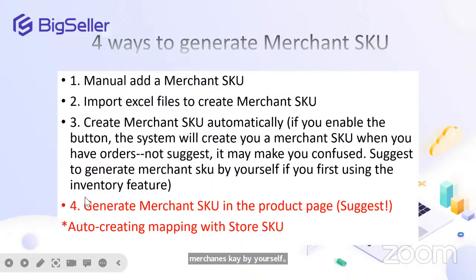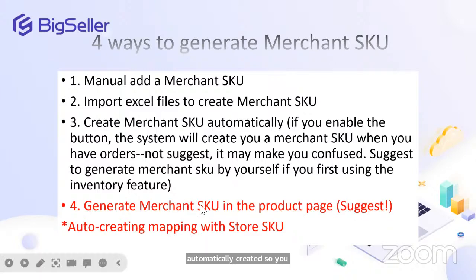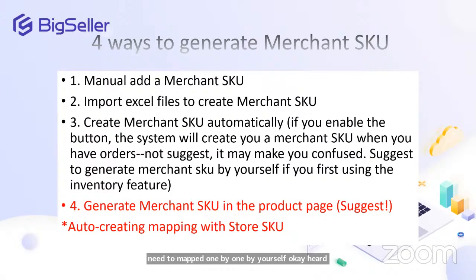And the last way is what I suggest you do: generate the merchant SKU in the product page. If you create it in the product page, the mapping relationship will be automatically created, so you don't need to map it by yourself. This last way is what we suggest you do.